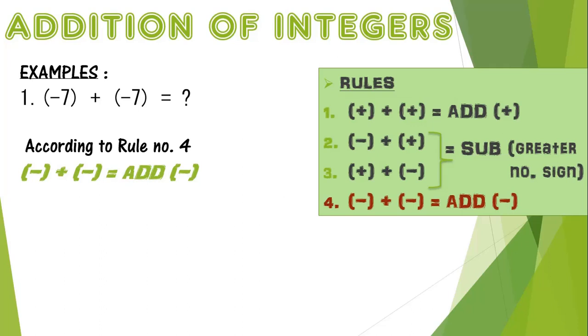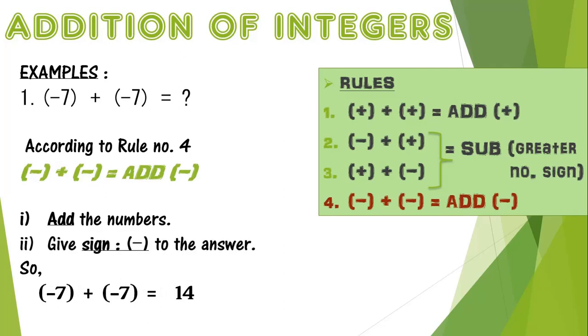We will do this in steps. First step is always perform the operation. In this question, according to rule number 4, we have to perform addition operation on the integers. So adding 7 and 7 gives us 14. Next step is giving the minus sign to the answer. So we'll give the minus sign to the answer and the answer becomes minus 14.